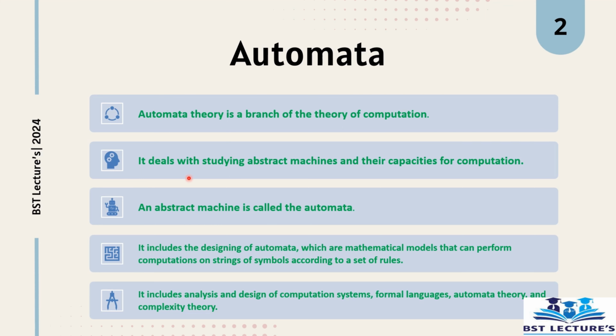Next, it deals with studying abstract machines and their capabilities for computation. An abstract machine is called the automata. It includes the designing of automata, which are mathematical models that can perform computations on strings of symbols according to a set of rules. This automata is a mathematical model which contains some set of rules to produce an output, generally in the form of a string, and we might have several other forms. It includes analysis and design of computation systems, formal languages, automata theory, and complexity theory.